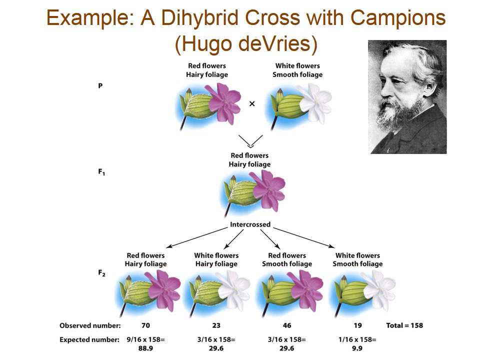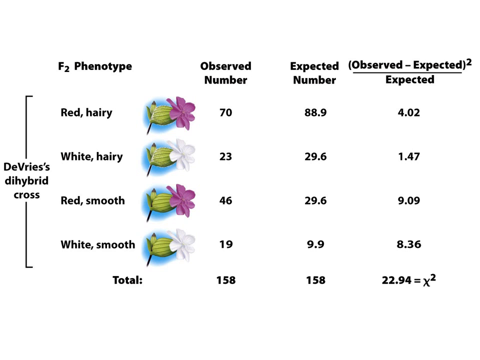Okay, so what would we do? We'd go through and put it into that equation: observed minus expected, squared. This total deviation gives us 4.02. This total deviation gives us 1.47, 9.09, 8.38. We now see that it was the red smooth category that was the biggest deviation. Add them all together, 22.94.